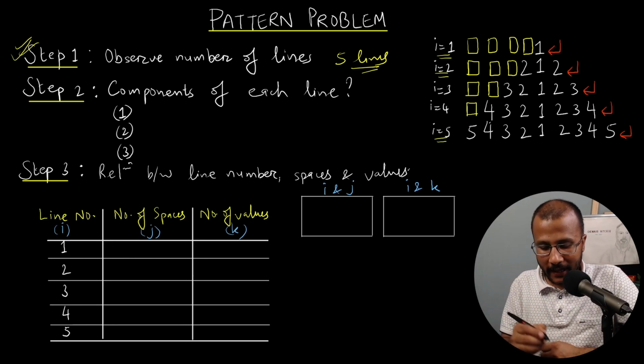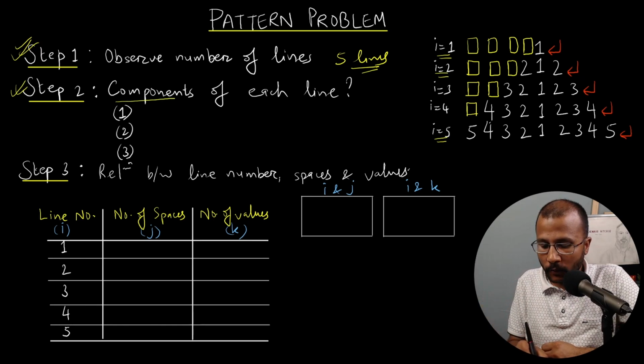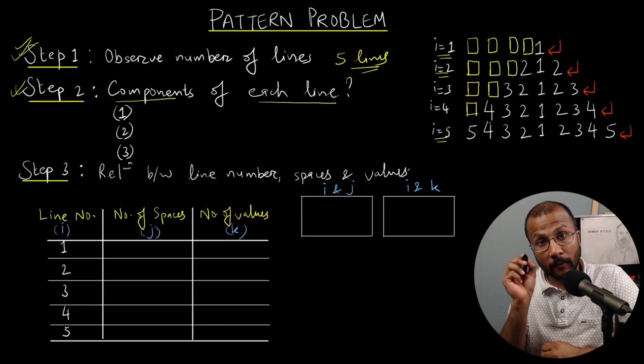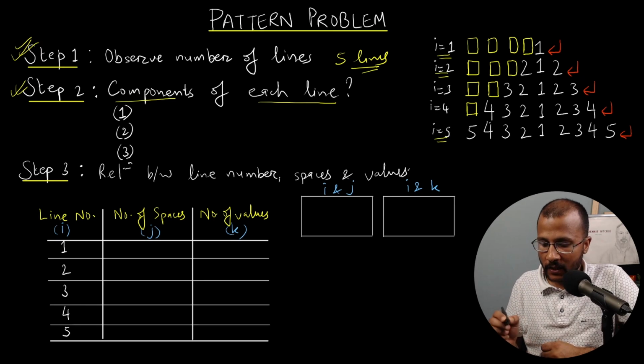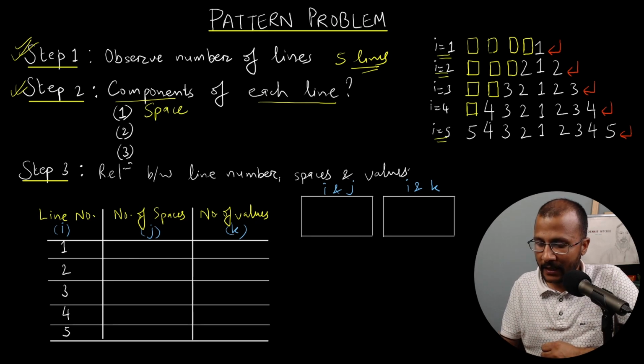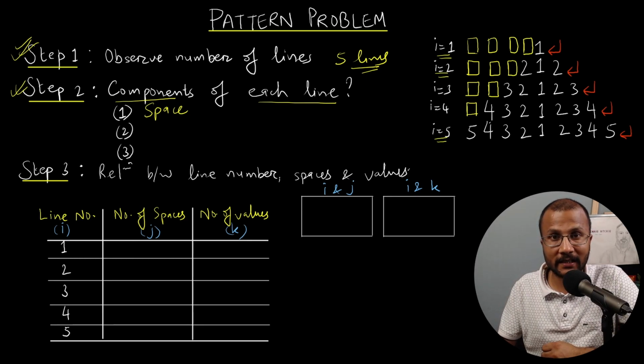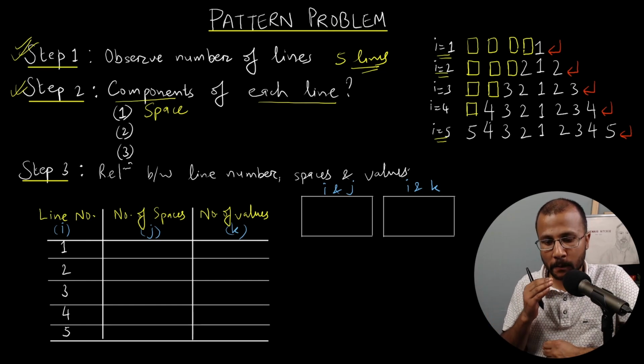Now, what is available in each line? What are the components of each line? This is very important. You need to note it down. First of all, in each line there is something called spaces. In line number 1, you see there are 4 spaces here. These yellow boxes represent a space in this example. So there are spaces in each line, and you start a line by printing spaces.